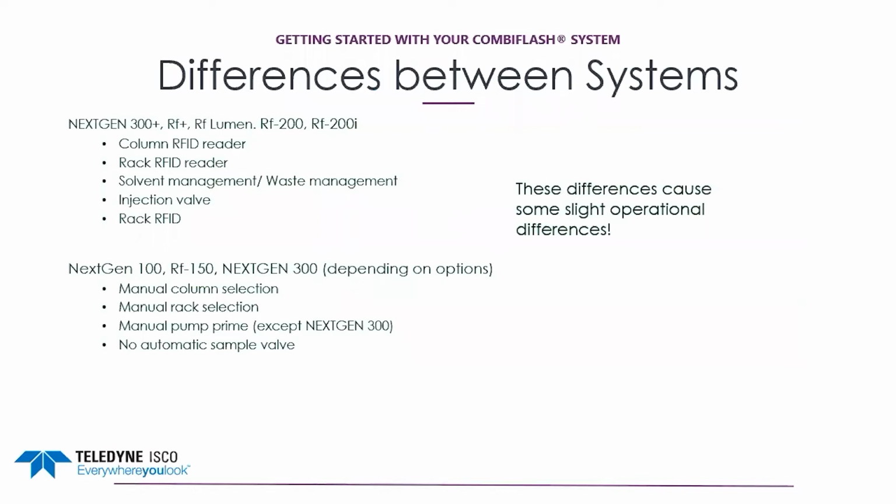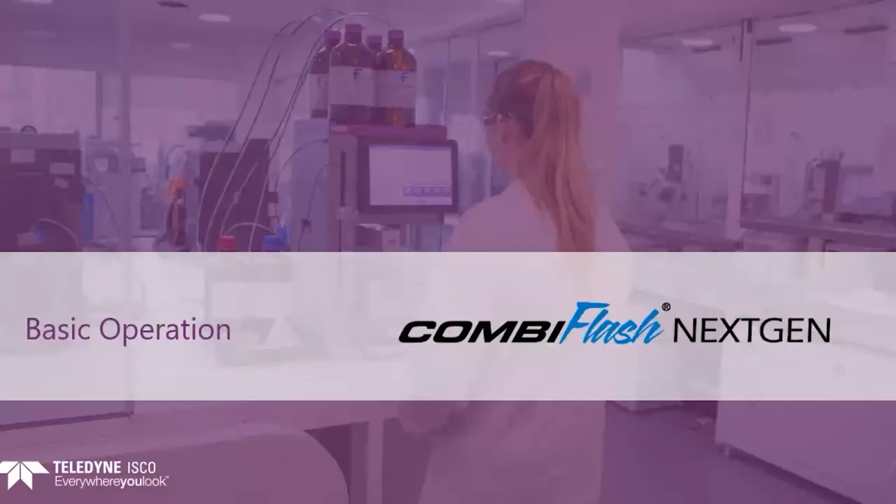This slide shows the features of older CombiFlash systems such as the RF series, the RF Plus, RF200. There will be some slight differences. If a system has an injection valve, one can set up a solid load cartridge and it will put the sample in the flow path automatically, so the sample is automatically loaded on the column.